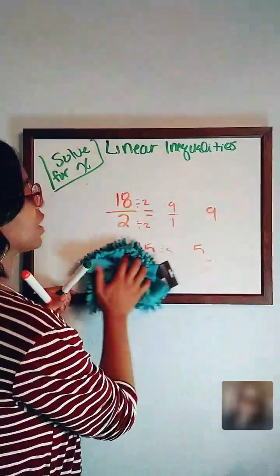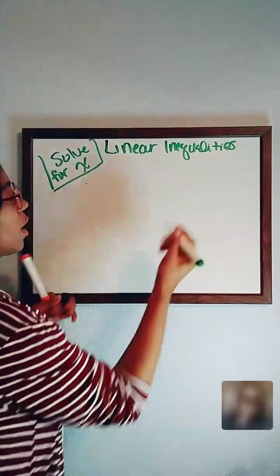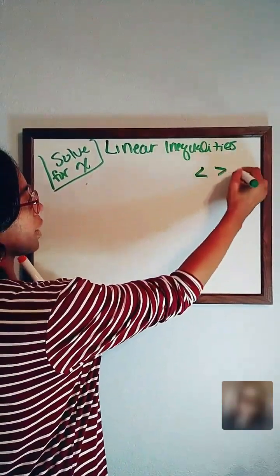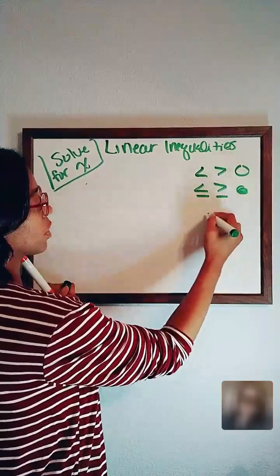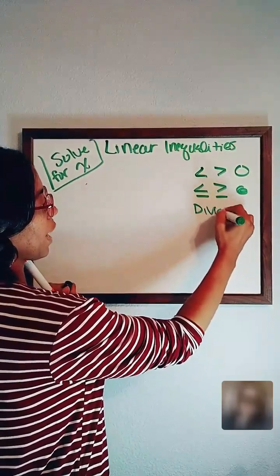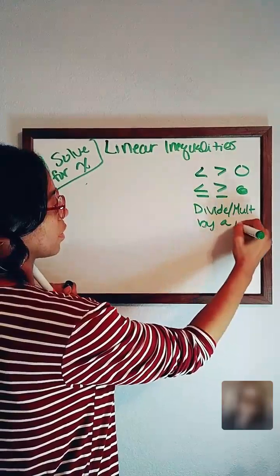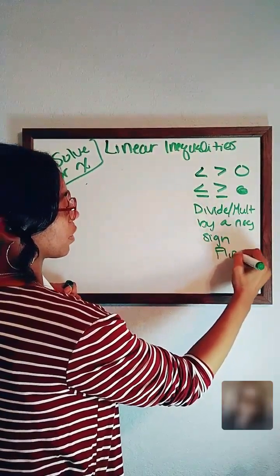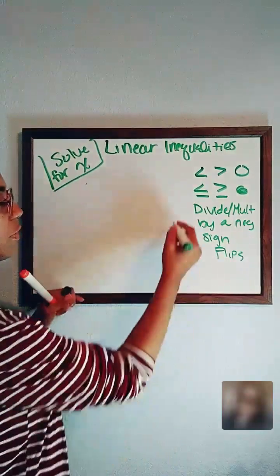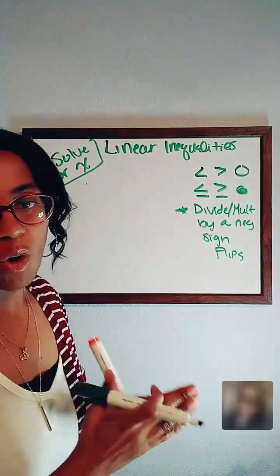So here's some notes for y'all to take away. Greater than, less than is open; equal to is closed. If you divide or multiply by a negative, the sign flips. Always. If you divide or you multiply by a negative, your inequality sign will always flip.